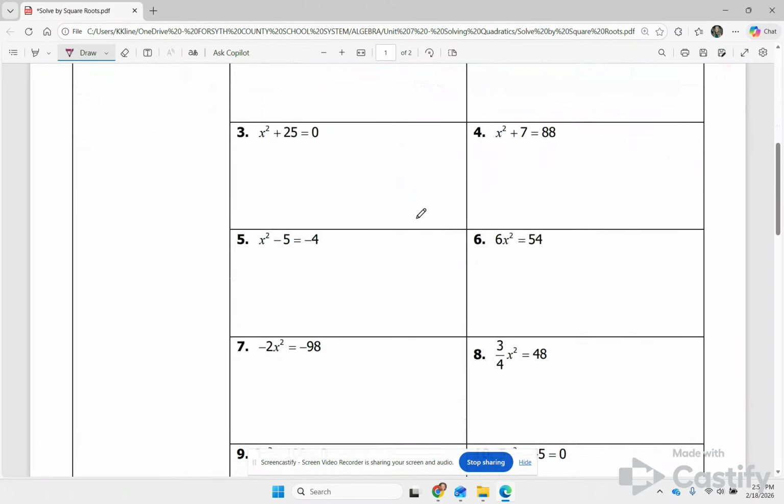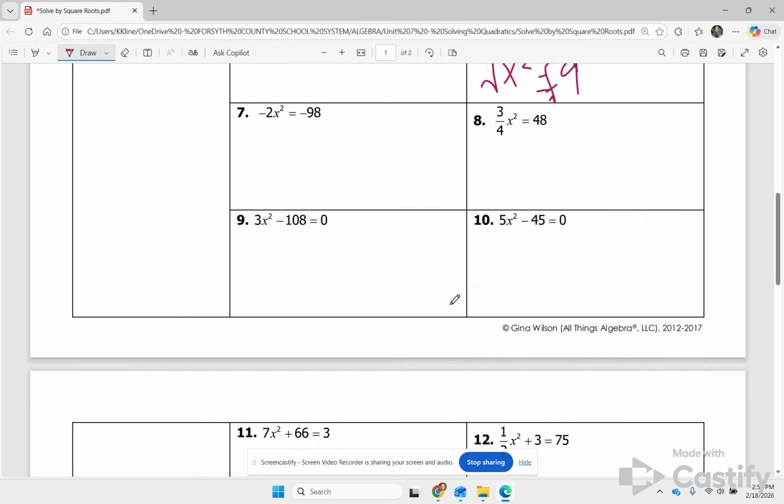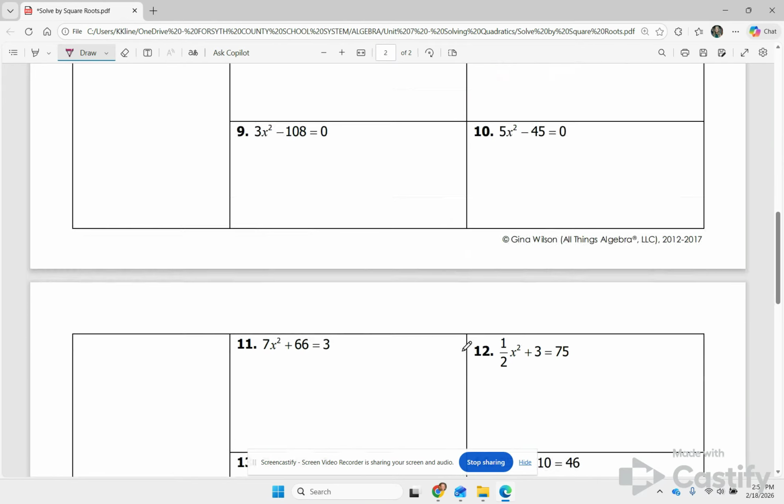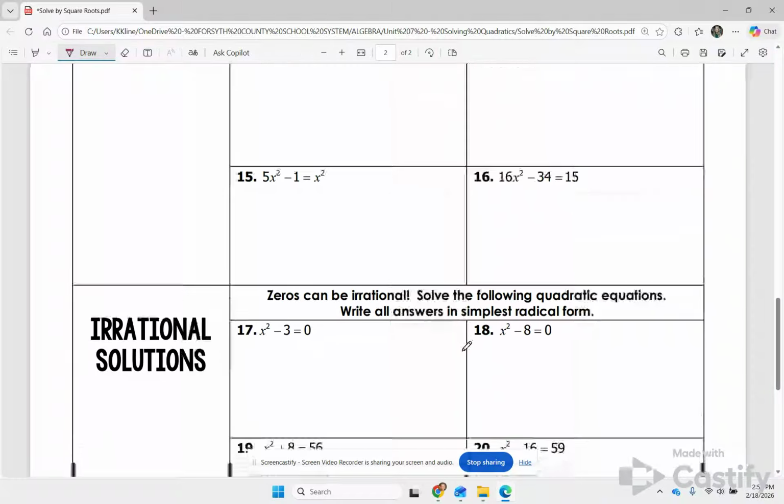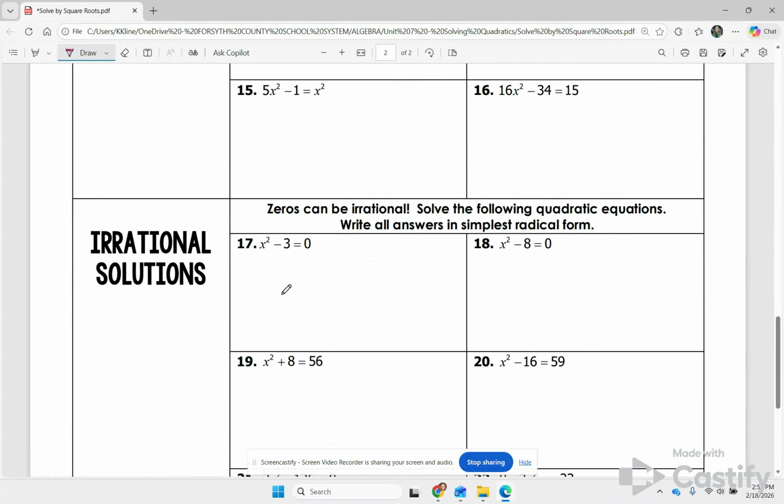So for example, something like number 6. Here on number 6, I just have to end up dividing by 6. And x squared is equal to 54 divided by 6, which is 9. And then I will take the square root of both sides. And just remember that you have two square roots, a positive and a negative, and so plus or minus 3 would be your answer there. These are all going to be rational solutions, which means that they're going to have a perfect square. Irrational solutions are going to be what happens when we don't have a perfect square.